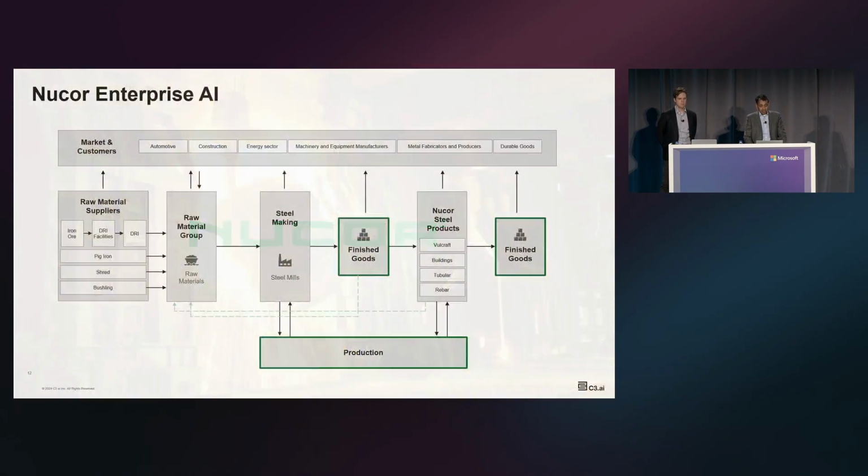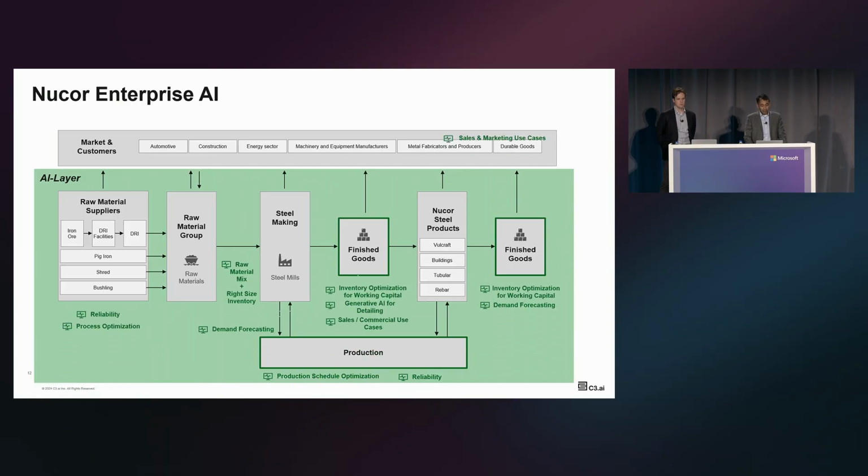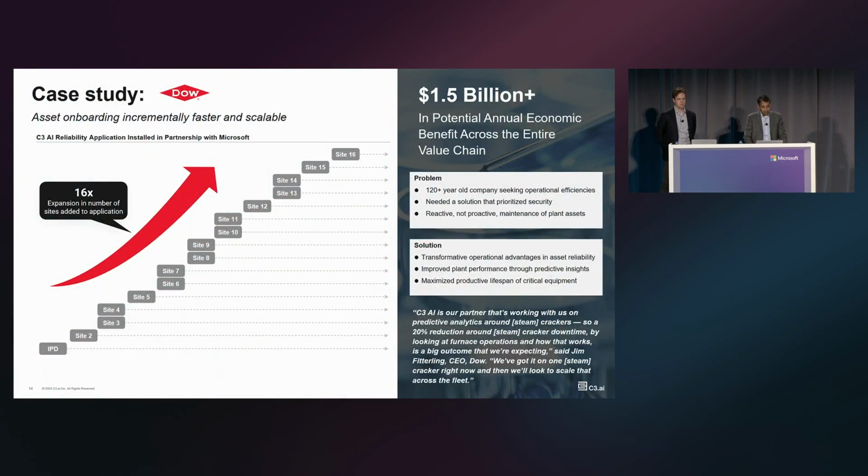Nucor is another really nice example. There they're using us for the core manufacturing process, and we've applied an AI layer across everything from their raw materials to their finished goods. Dow is another very interesting example where we're unlocking over $1.5 billion in annual economic benefit across their value chain.